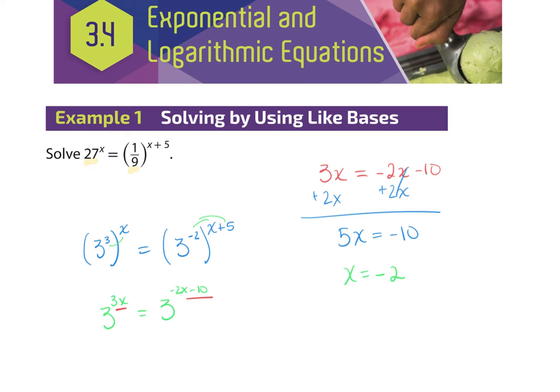Now I can test this. How do I check it? Well, I can check it by plugging it back in, right? Plug it back in. You'll see that 27 to the negative 2 is going to equal 1/9 to the negative 2 plus 5. And you're going to get the same answer there for both of those, all right? So figuring out that they have a common base and just rewriting them to their common base is one way to solve. Because once your bases are equal, your exponents have to be equal by that property.